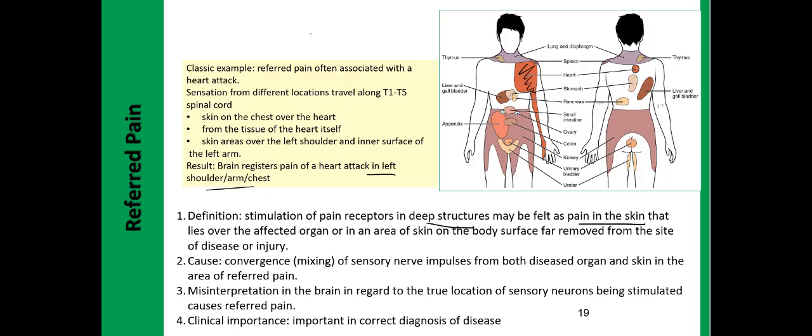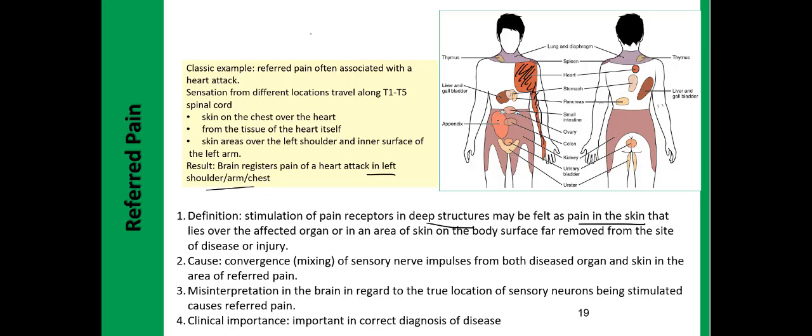So you can see over here. And so what happens is that the pain receptors for these areas of the body, so the shoulder, chest, and left arm, run along the same tract or pathway as the pain receptors from the heart. And what happens is your brain can't actually differentiate between the two. So you're having a heart attack, but your brain perceives it as pain running down your left arm.